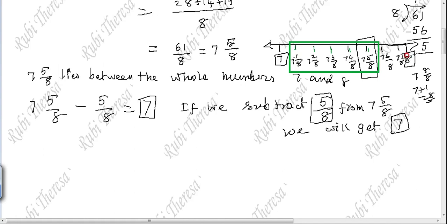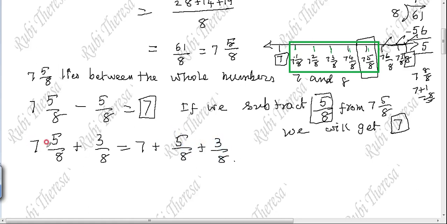Next one, what do you want to get? 8. Understand? You want to get 8. That means if we add 3 by 8 to 7 5 by 8. How? 1, 2, 3: 6 by 8, 7 by 8, 8 by 8. This part also is there. Do you follow? How can you write this? 7 5 by 8 plus 3 by 8. That means 7 plus 5 by 8 plus 3 by 8.